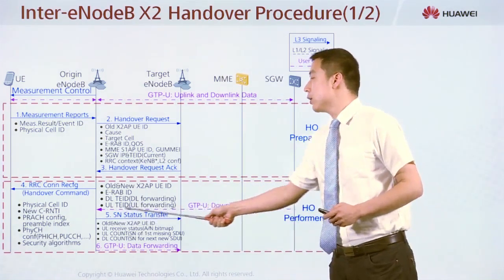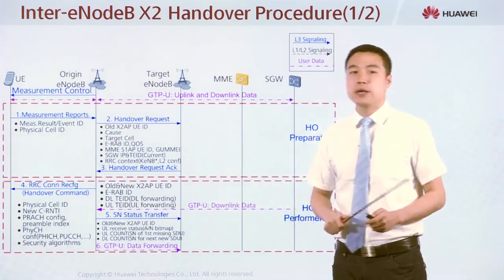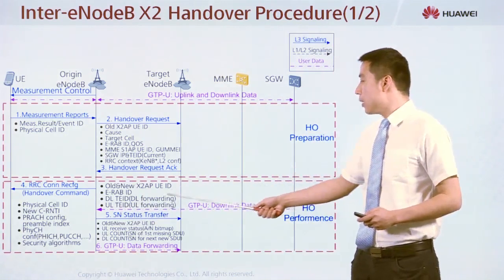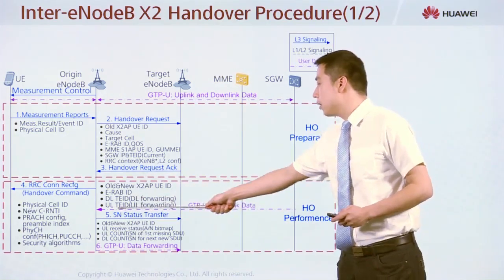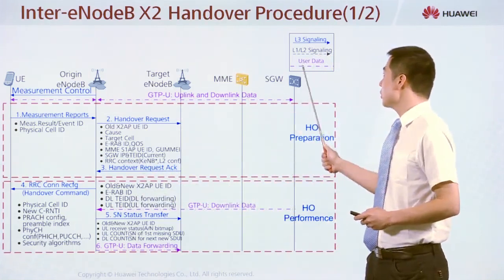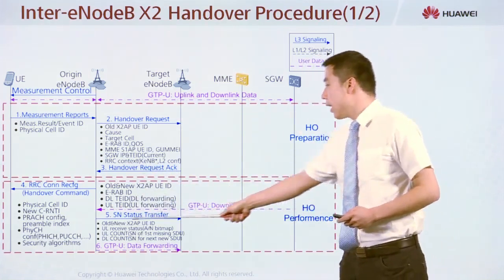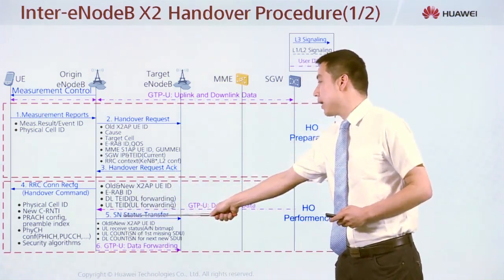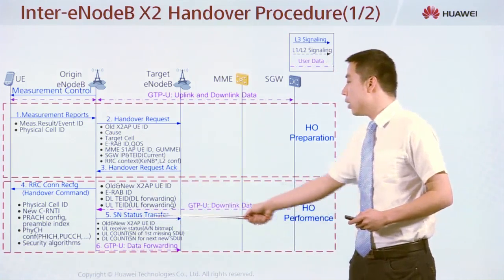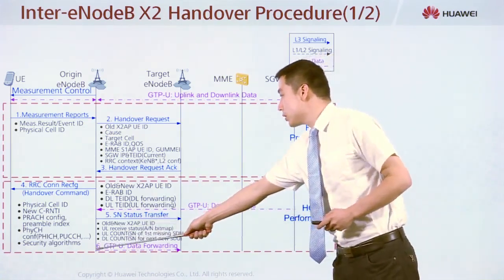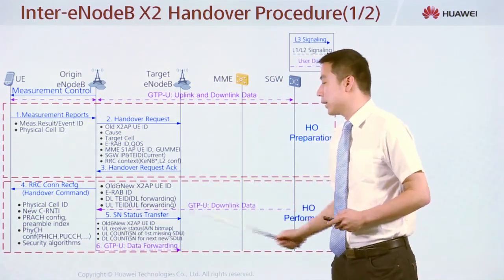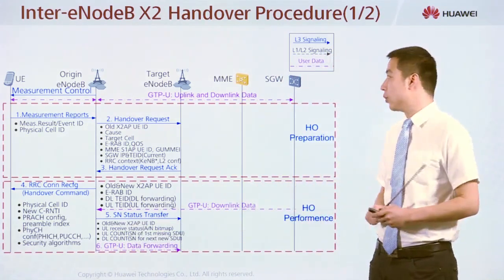And this serial number actually is very important for our services. And as we can see, the red color shows the user data. Here, after the source eNodeB sends the SN state transfer to the target eNodeB, then also at the same time, the source eNodeB sends the data to the target eNodeB, forwarding the downlink data to the target eNodeB.